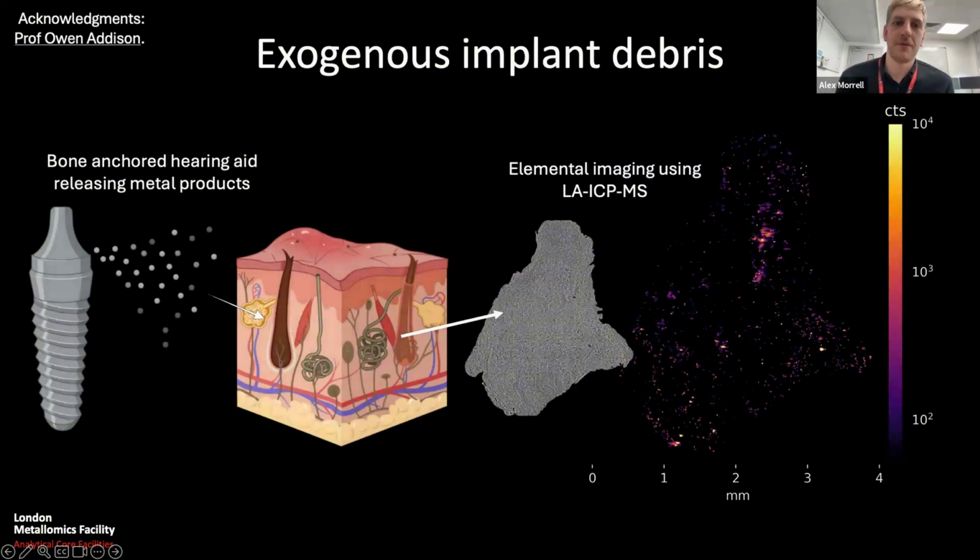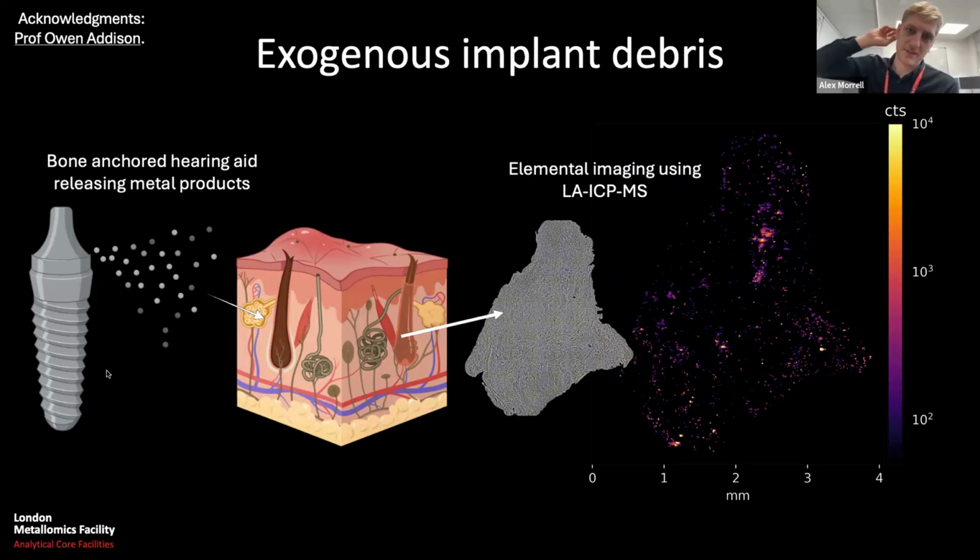So on the flip side, this is a little bit more about my background, on exogenous implant debris. So this is from the exogenous metal experiments. This is from a bone anchored hearing aid. So this is a very small titanium screw, only about 3 or 4 millimeters in size. It's placed post-auricularly, so just behind the back of the ear.